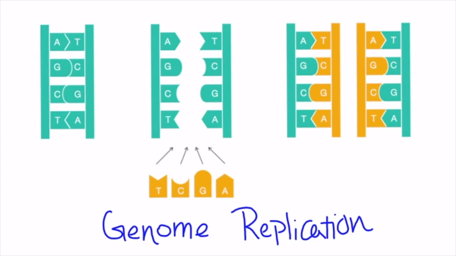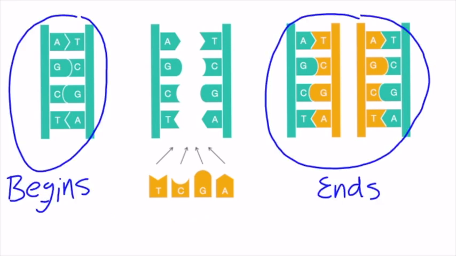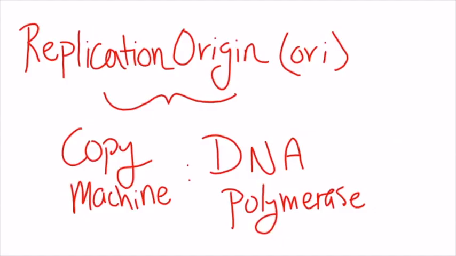Before a cell can divide, it must first replicate its genome so that each of the two daughter cells inherits its own copy. The replication process begins with a pair of complementary strands of DNA and ends with two pairs of complementary strands. Replication begins in a genomic region called the replication origin, denoted ORI, and is performed by molecular copy machines called DNA polymerases.